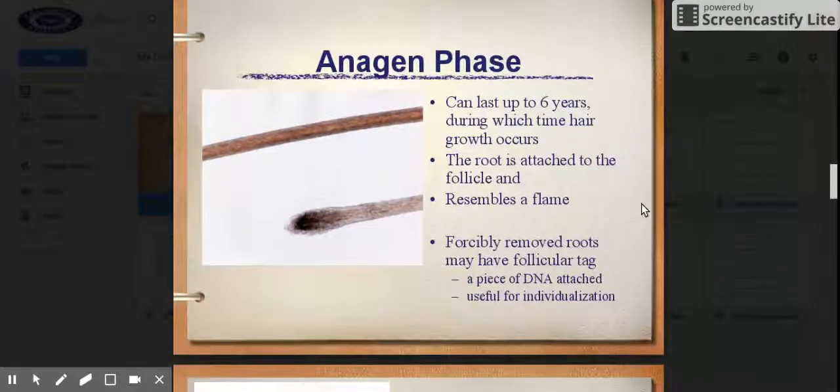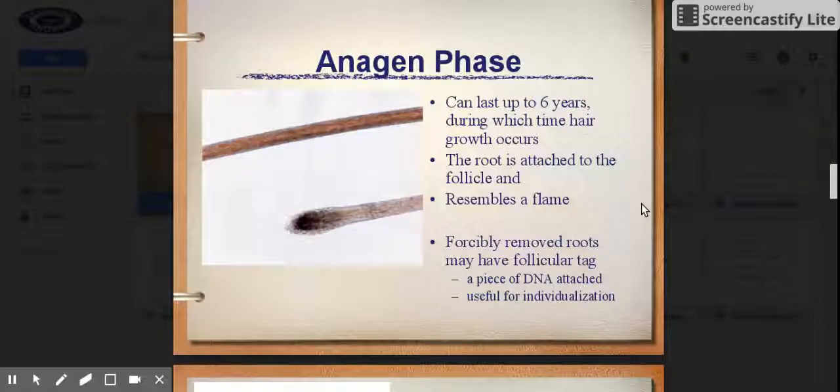Okay, so the anagen phase. The anagen phase is our first phase. It is also our longest phase. So keep those 2 things in mind. This is stuff that you will need to know for your test. It can last up to 6 years, and your hair is in continual growth throughout this anagen phase.